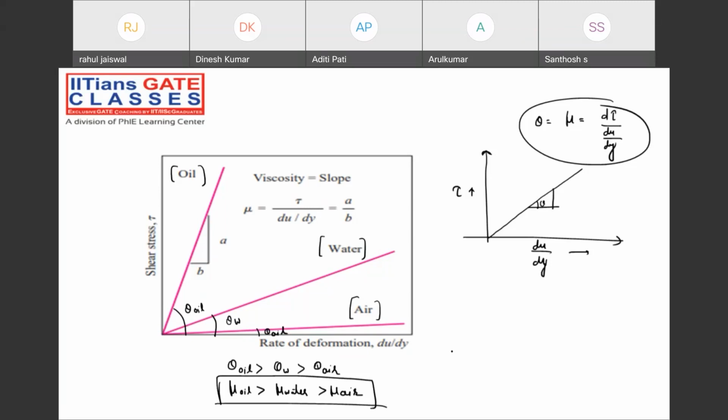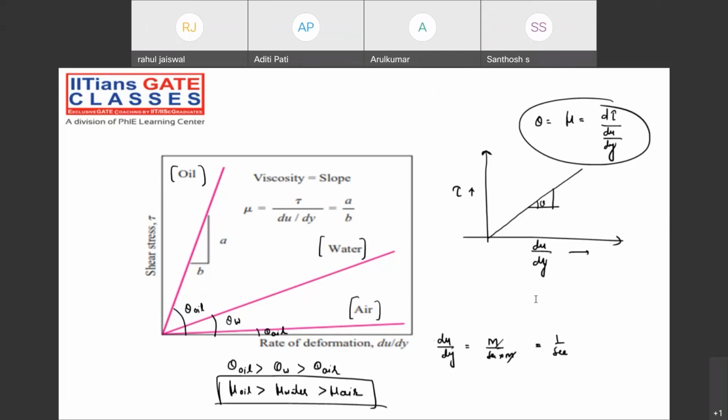Why are we calling it rate of deformation? Because see, what is the unit of du by dy? Meter per second, meter. This will cancel out to 1 upon second. That's why we are saying rate of deformation. Done, all of you? Is it done?